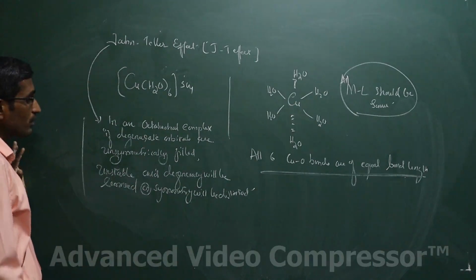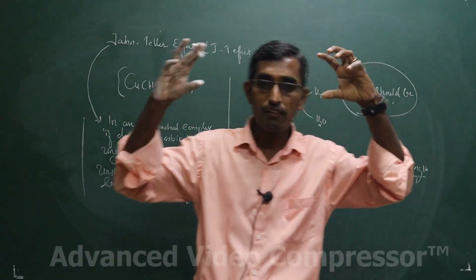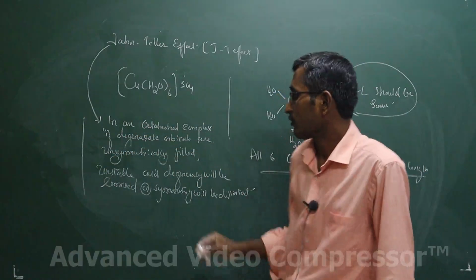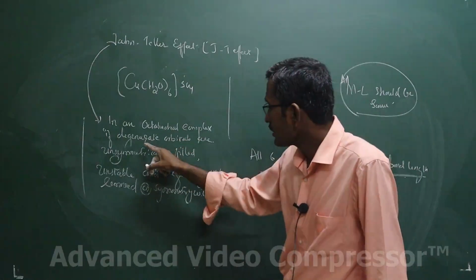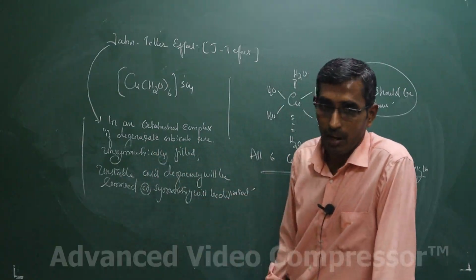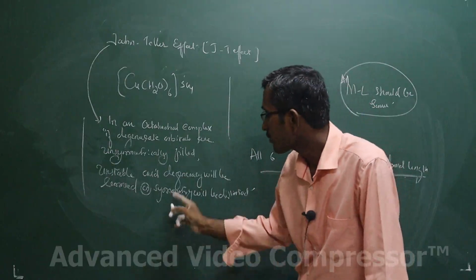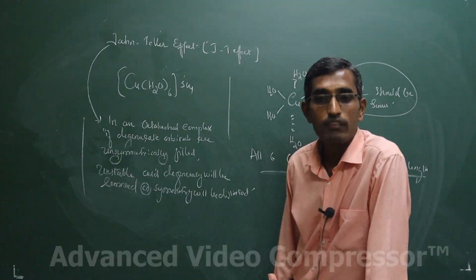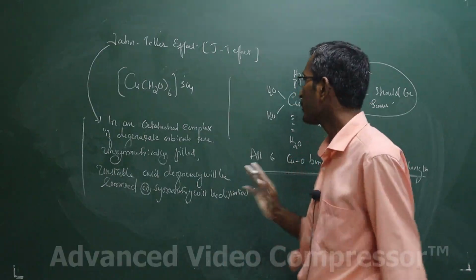What it says is, if you have an octahedral complex, if the degenerate orbitals are unsymmetrically filled, it is unstable. The degeneracy will be removed and the symmetry will be distorted. It will no longer have the center of symmetry, or the center of symmetry will go. Right? Very simple, not a difficult one.